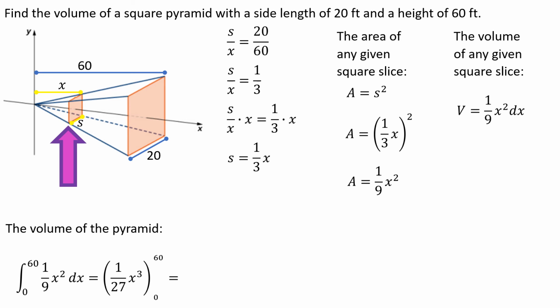Well, I add 1 to the exponent, so the new exponent's 3. So I've got to divide by the new exponent. If I divide by 3, instead of 1/9, I now have 1/27. We evaluate it at 60 and 0. Of course, 6 times 6 times 6 is 216. But oops, that's not a 6, that's a 60. So I better slap 3 zeros on there.